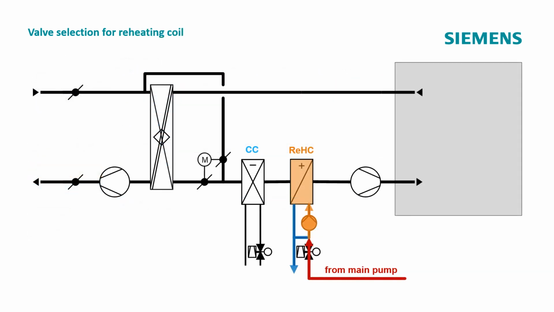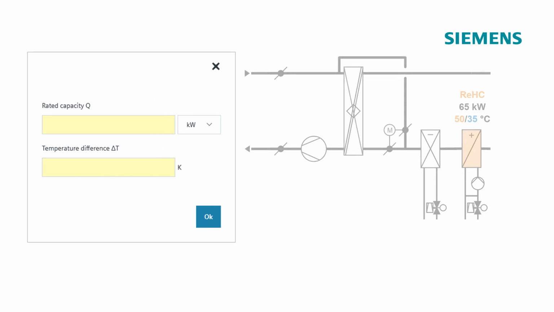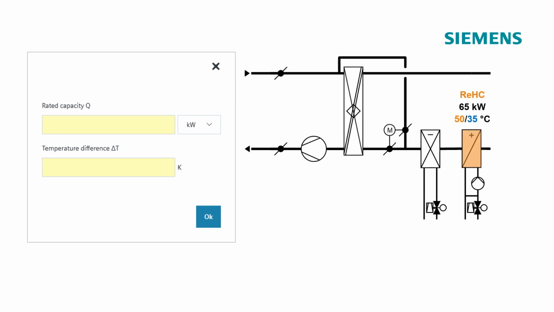For the reheating coil, the approach is identical to the cooling coil. Here once again the plant schematic with the data for the reheating coil. For the calculation of the volumetric flow, the rated capacity and the temperature difference are needed. The rated capacity of 65 kilowatts can be entered directly.